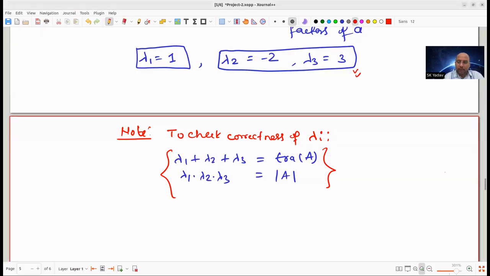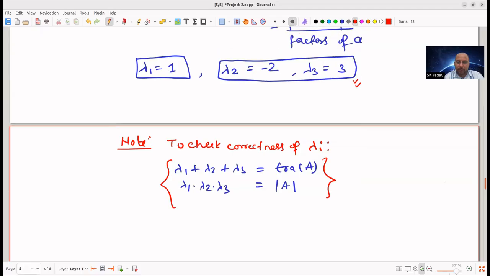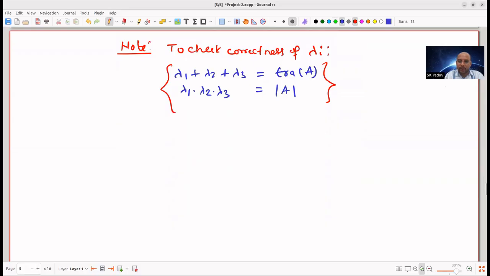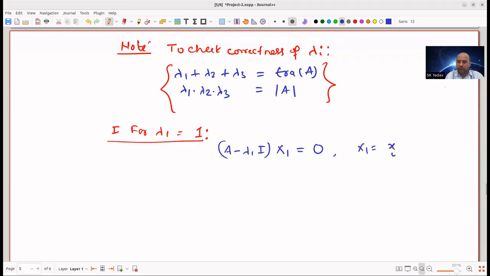Let us find the eigenvector for the first eigenvalue, lambda 1 equal to 1. I'll follow the same procedure. So the eigenvector for case 1, for lambda 1 equal to 1, I need to solve (A minus lambda 1 I) x1 equal to 0 vector. Here x1, again I am taking x, y, z. And this means (A minus I) x1 equal to 0.